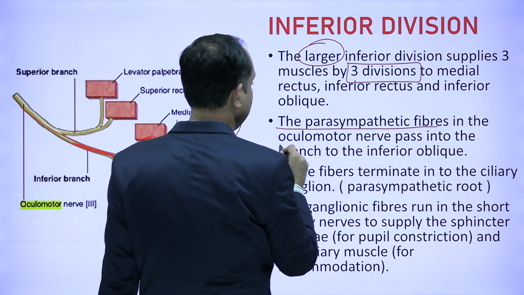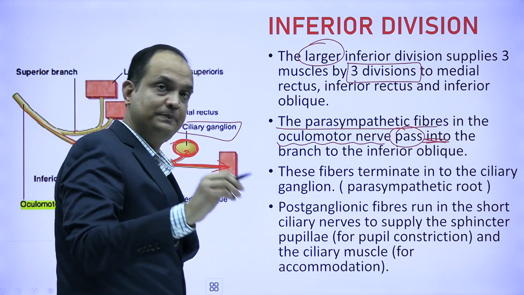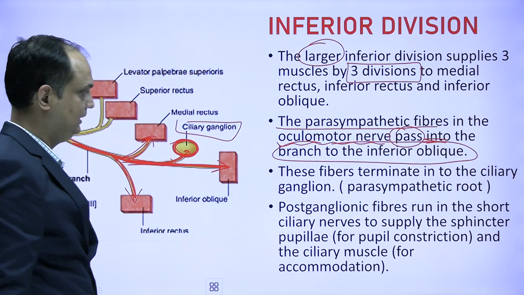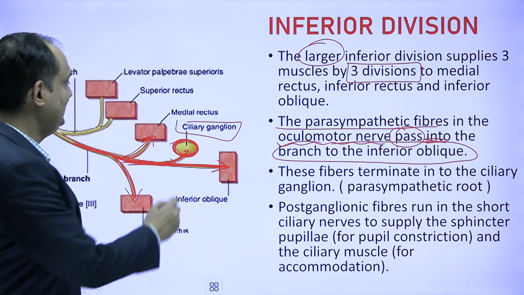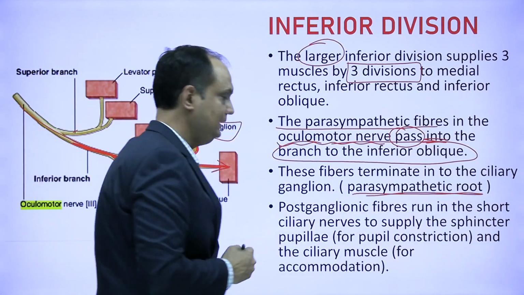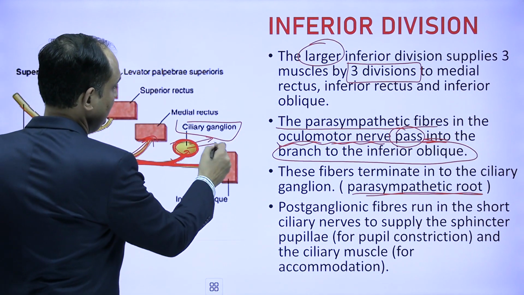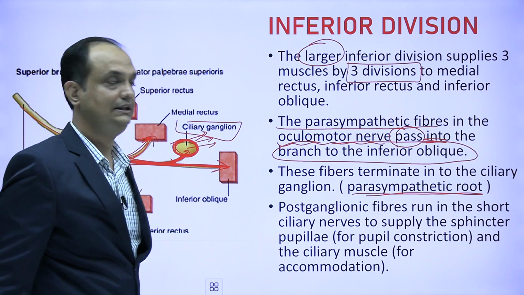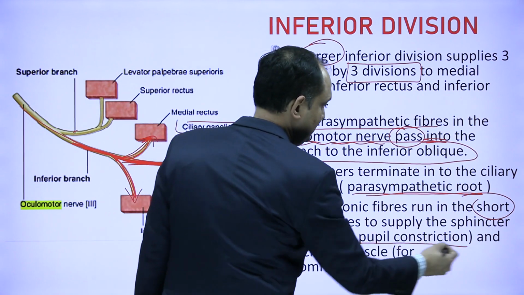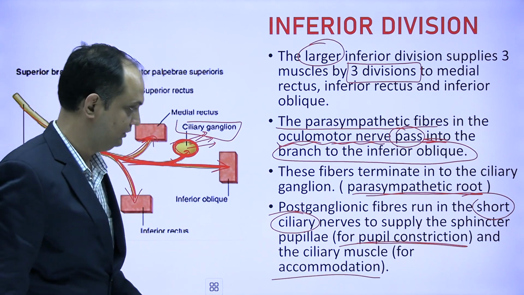The parasympathetic fibers in the oculomotor nerve pass into the inferior division, and more specifically the branch to inferior oblique, which you can appreciate here. These fibers terminate in the ciliary ganglion and act as the parasympathetic root of the ciliary ganglion. The postganglionic fibers arising from the ciliary ganglion are known as short ciliary nerves, and these carry postganglionic parasympathetic fibers that ultimately enter the eyeball and are responsible for pupil constriction and accommodation.